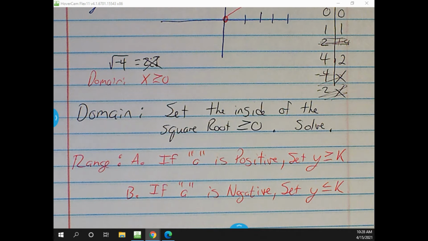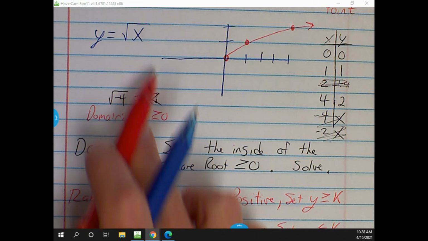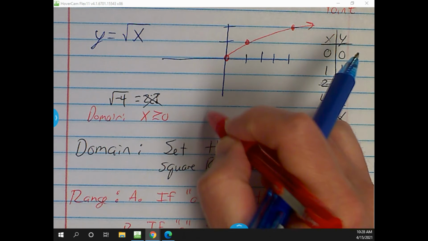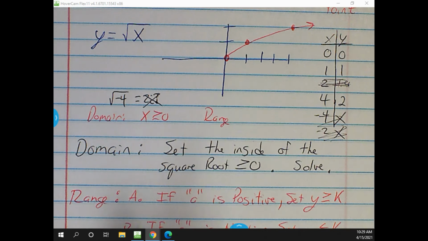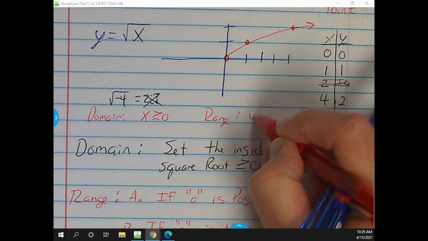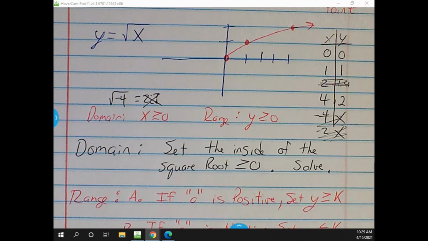Now, you won't see that on a lot of questions, but they'll mix in a question or two here and there where it may talk about domain and range. So if you see them talk about domain and range, that's what you're going to do. For this problem, the h and the k values would both be 0. The a value would still be 1, so it's positive. So the range in this case would be y greater than or equal to 0.